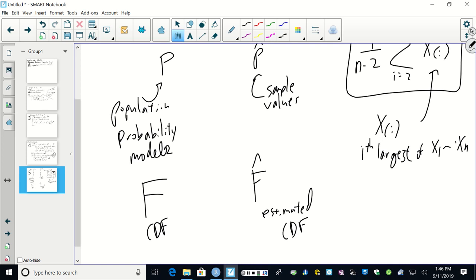So we'd like to have the population, but we don't. We're going to use our data to get an estimate of that. Instead of sampling from the original population, we're going to sample from that, and that's what the bootstrap does.